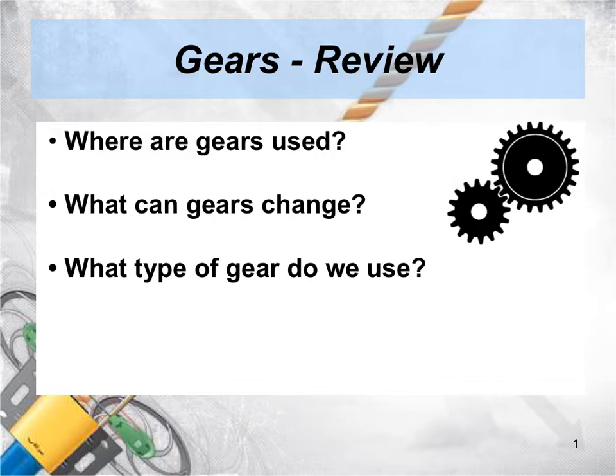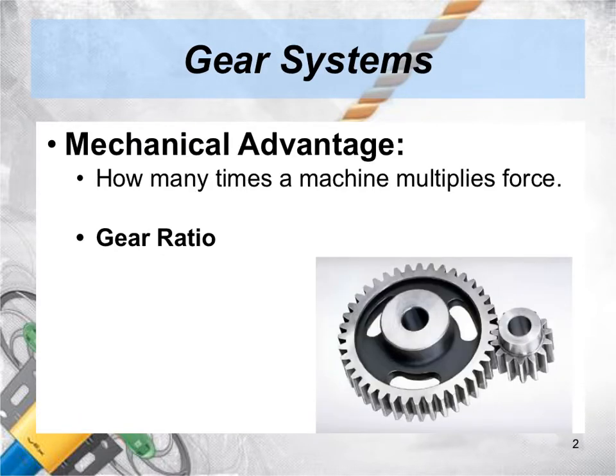First, let's review what we talked about in our last lesson. We talked about where gears are used. Remember, gears are used in drills and in robots, for example. We also talked about how gears can change things on your robot, like speed, torque, and direction. And lastly, we talked about different gears that are used in our robot. Do you remember what type of gears we use? We use what are called spur gears, and there's some examples of some spur gears right there.